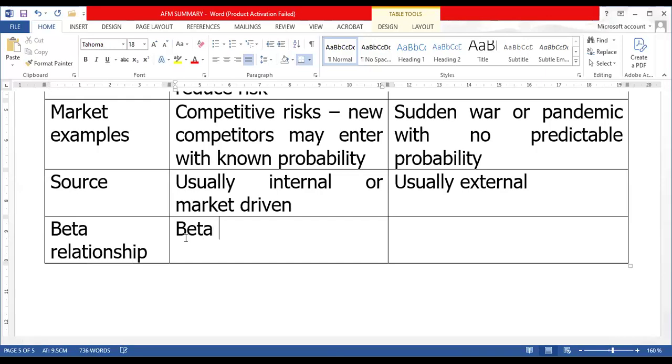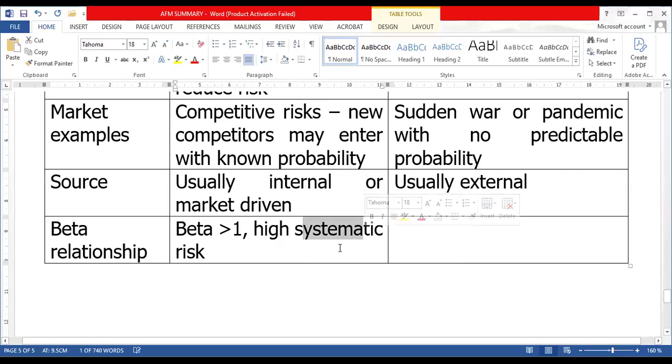If beta is greater than 1, there is always high systematic risk. The market risk is high. I saw some of the questions in your past paper talking about this. If the beta is greater than 1, then the market risk or the systematic risk is high.